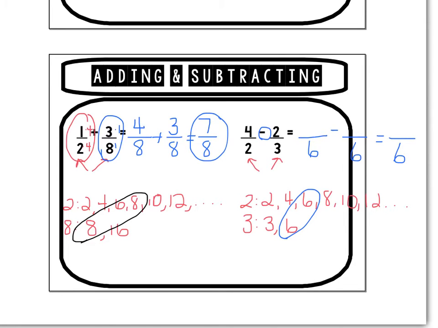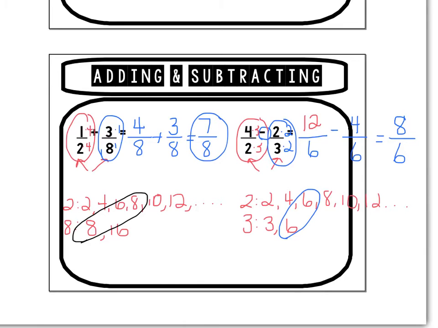To get from 2 to 6, so I'm dealing with this first fraction, I have to multiply both the top and the bottom by 3. So I get 12/6. Then when I work on the second fraction, to get from 3 to 6, I had to multiply by 2. And when I multiply the top by 2, I get 4. So our new problem is 12/6 minus 4/6, which actually gives us 8/6.